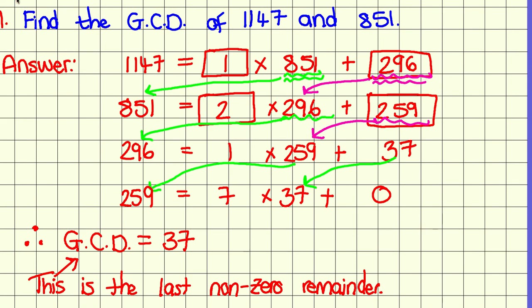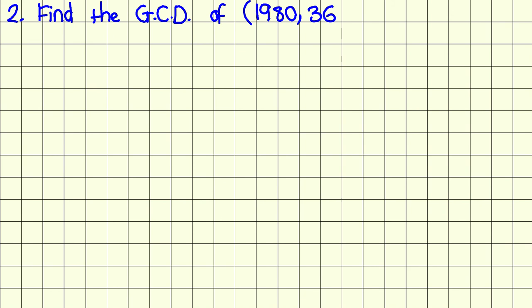Right, 2 more questions. Number 2. So find the GCD of, let me stick it in brackets now, 1980, 3696. Okay, so I'll let you copy that down. So greatest common divisor of 1980 and 3696.